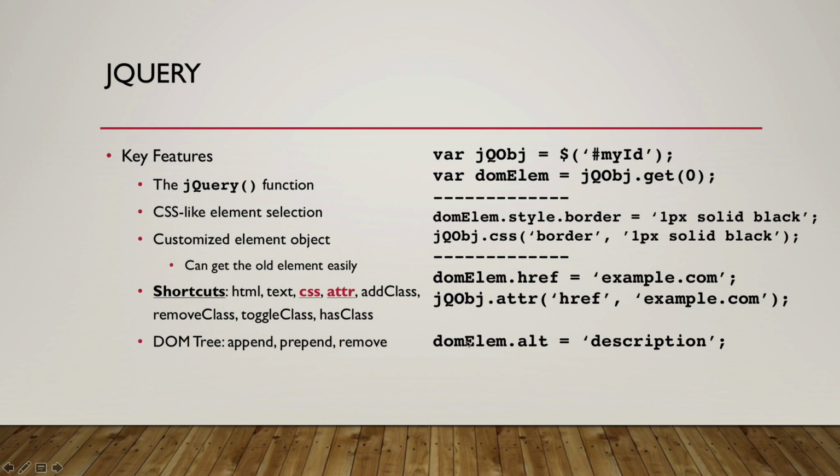Here's another example. Let's say you were trying to modify the alt property or the alt attribute of what is probably an image tag, right? Again, you'd have to write out jQObject.attr, tell it it's alt you want to modify, and then give it the new value. And it's slightly longer than the traditional JavaScript approach. So keep that in mind.